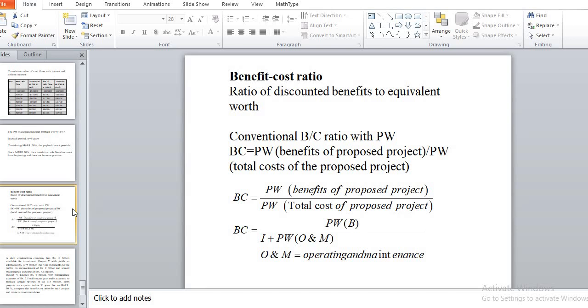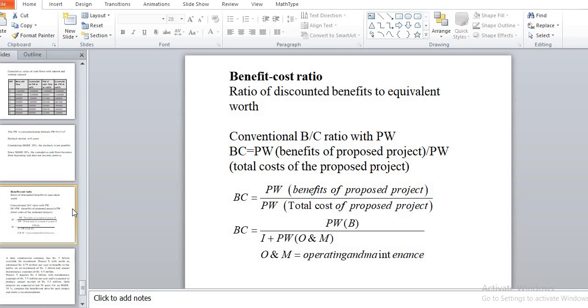So this method is used for public projects, and in a public project we consider the benefits of that particular project and the total cost of that particular project. With this consideration we find the benefit to cost ratio. And to calculate this benefit to cost ratio, we can again use the present worth method, annual worth method, or future worth method.